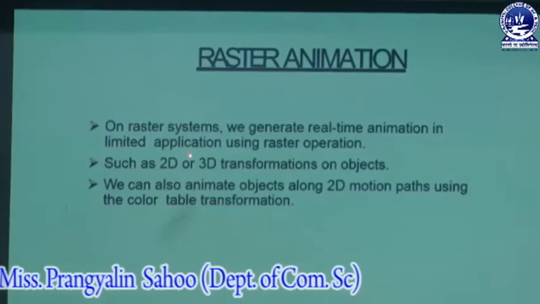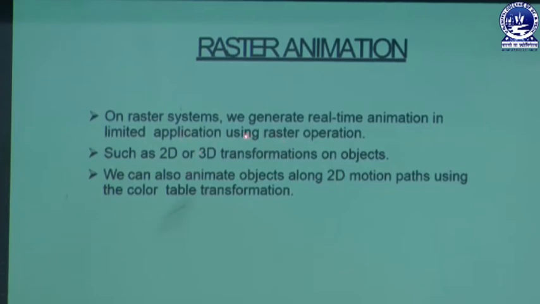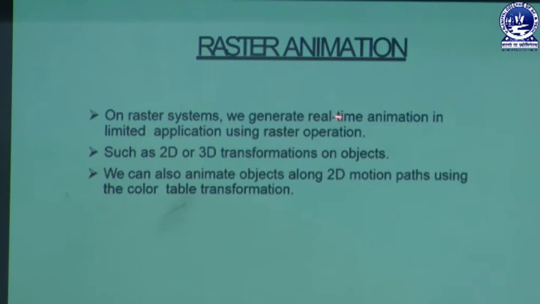But another very important type of animation is raster animation. In the case of raster systems, we generate real-time animations in limited applications using raster operations. That means real-time animations have some time quantum provided, through which once the application is started, it is executed in the given time quantum. If the time quantum expires, then the given animation is stopped automatically.